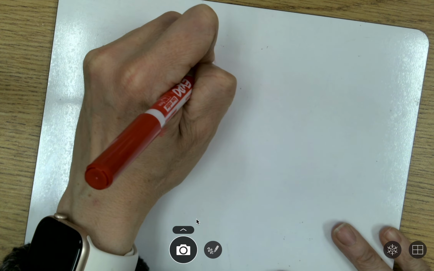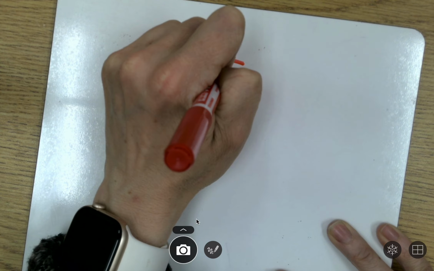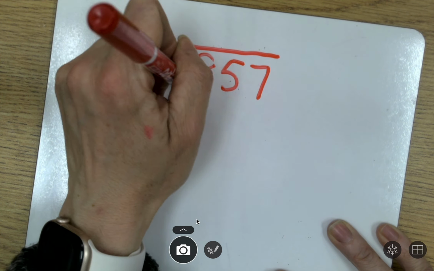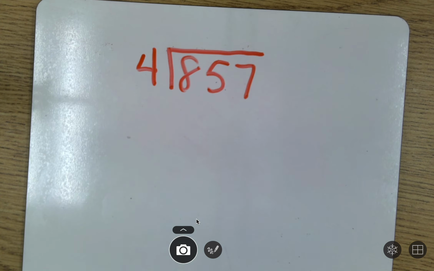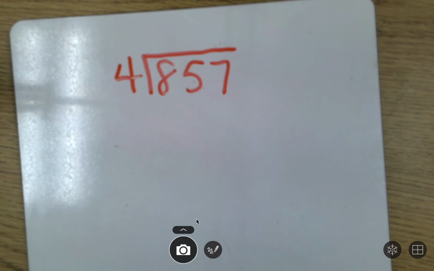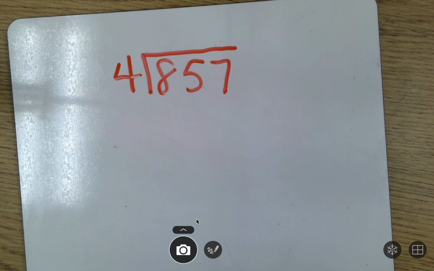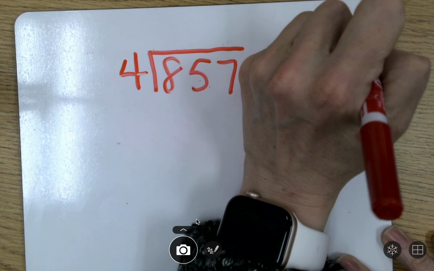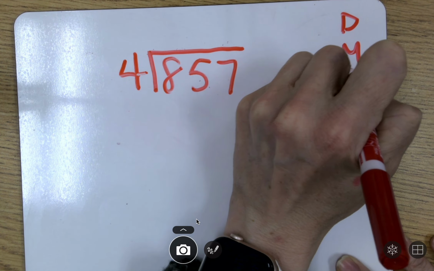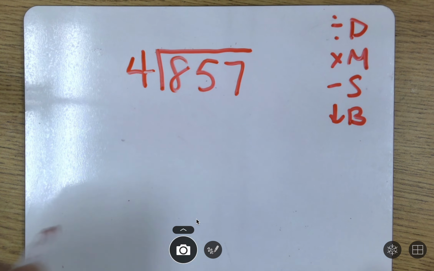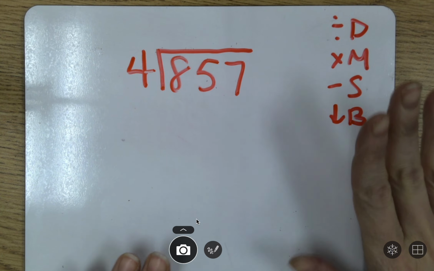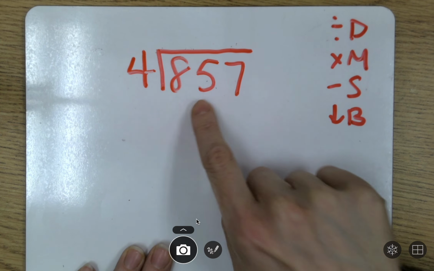Let's go. All right, so we are going to, let me pick a number. 857 divided by 4. Alrighty. So I'm going to go step by step. You're going to work with me as we go. So the first thing we do, let me write, does McDonald's sell burgers? Divide, multiply, subtract, bring down, right? Those are our steps. And they're the same steps that we follow even when we do 3-digit numbers.